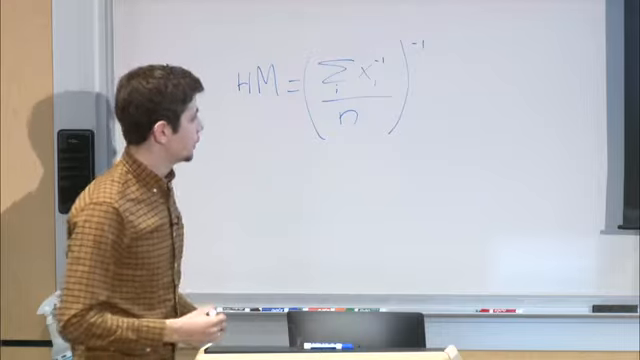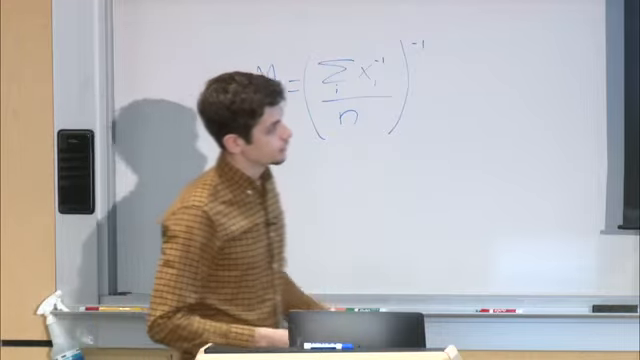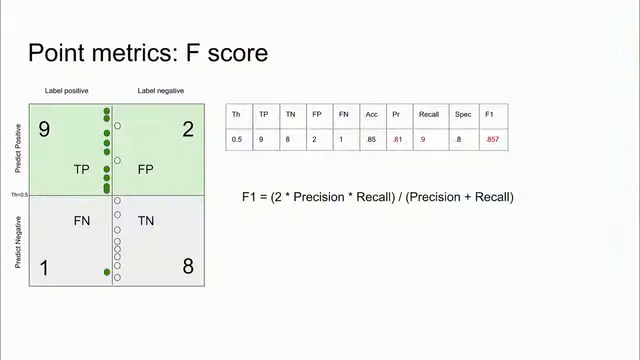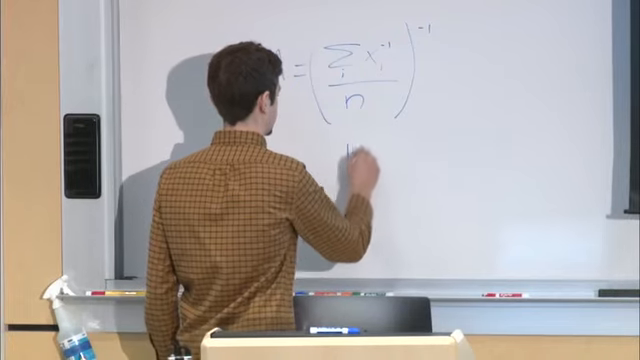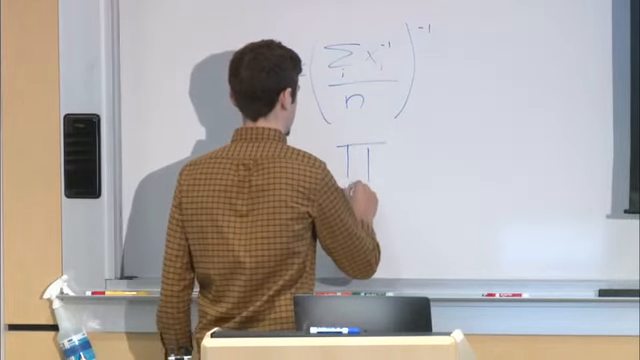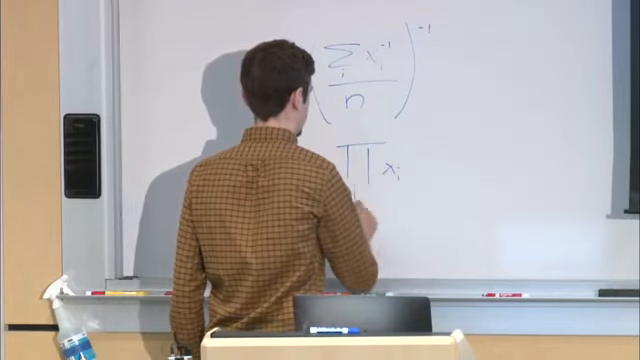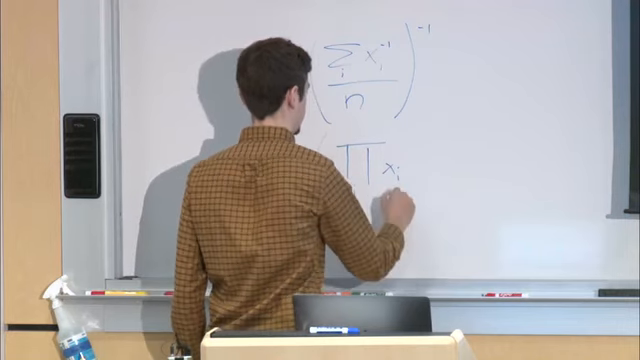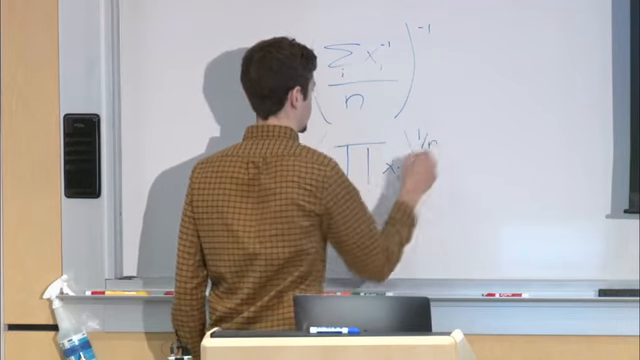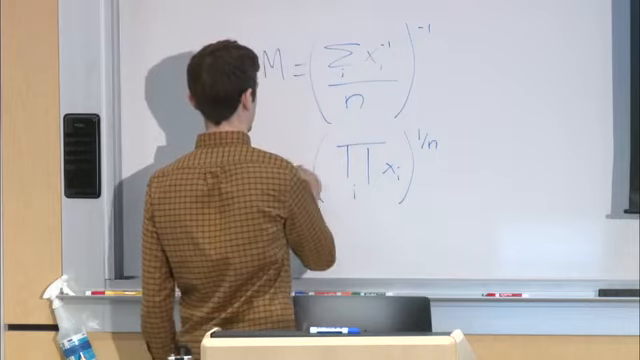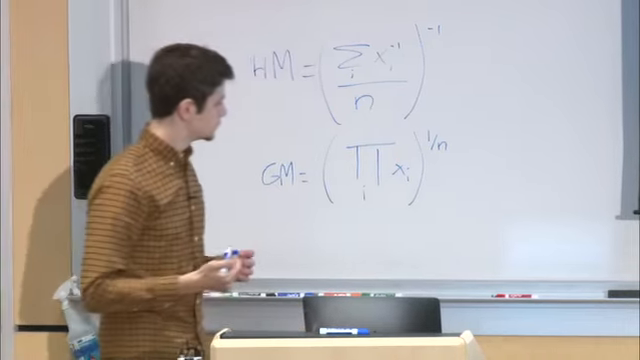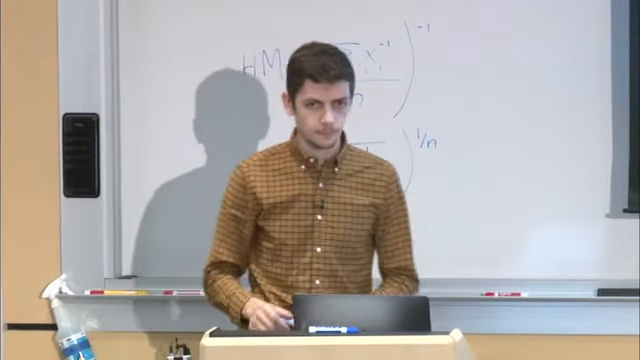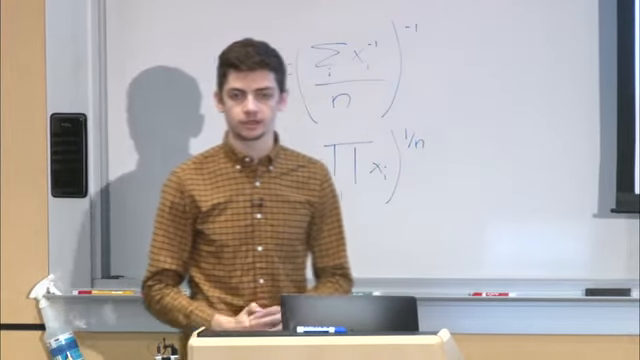There's also the geometric mean, which is another score that people use. That one's not up here. People oftentimes call it the G-score. And that one is just the geometric mean. So in that case, it's just the product over all your i's of xi, and then to the 1 over n, where n is the number of examples. Any questions on this?